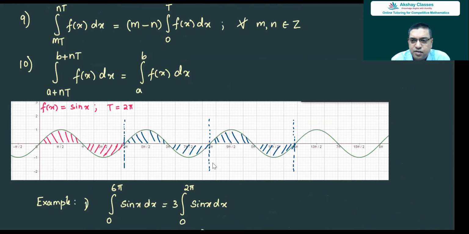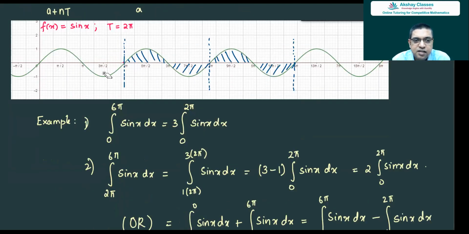Geometrically, it is very, very simple. From 0 to 6 pi is this total shaded area. Now we want from 2 pi to 6 pi. That means this area has to be eliminated. That's all. So now only this shaded area. So that is same as how many period lengths? 1. This is 1 period length. This is 2 period length. So it automatically becomes 2 times integral 0 to 2 pi.